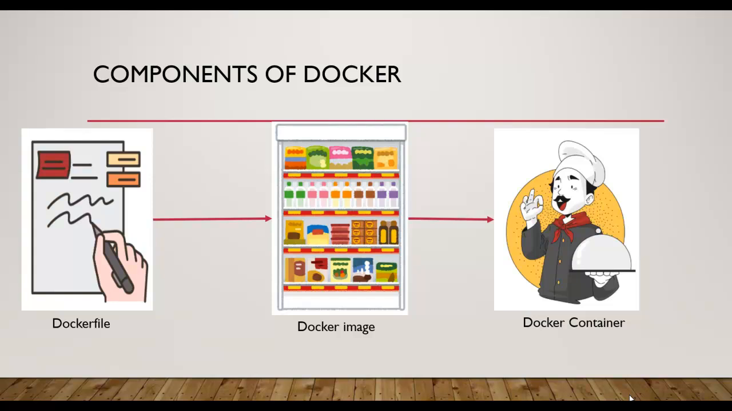Next, Docker container. When a restaurant, in our case server, receives the meal kit, meaning Docker image, they follow the instructions and prepare the meal. This active meal is now the Docker container. It's the running instance of the Docker image. When you are running the Docker image, it becomes a Docker container. It's a running instance, right?